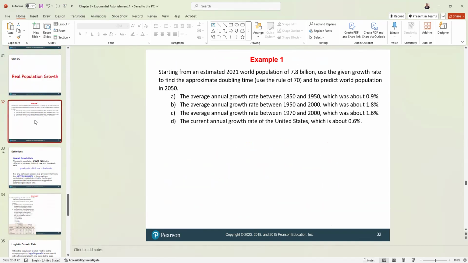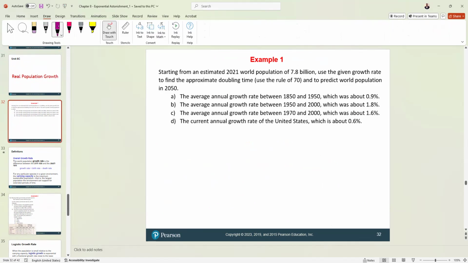So my exercise here, we said the average annual growth rate between 1850 and 1950, about 100 years, which was about 0.9%. So what they asked us to do here is use the doubling formula.